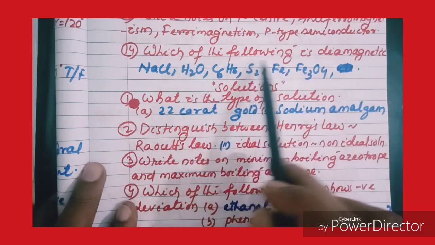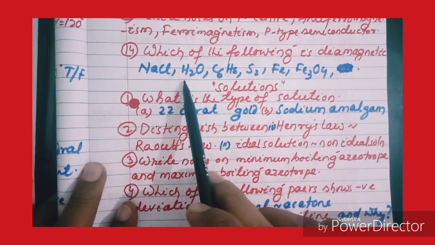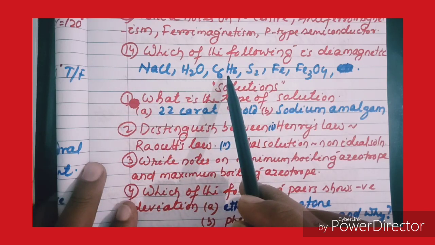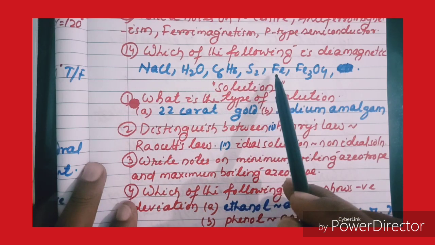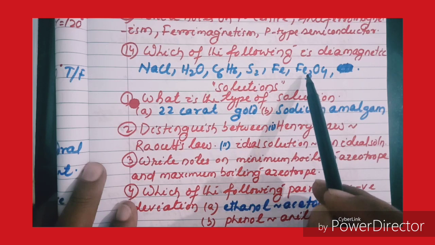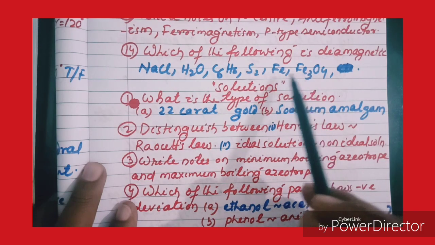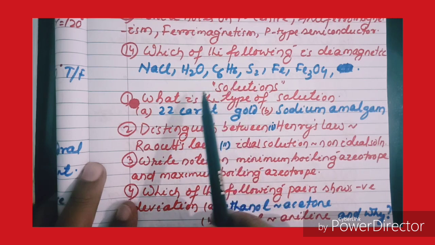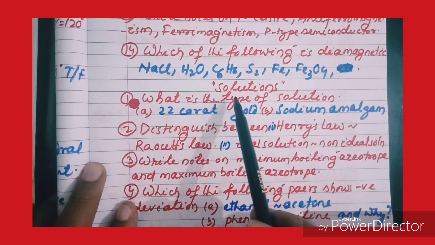Which of the following is a diamagnetic substance? NaCl, water, benzene, S2, Fe, Fe3O4. These three are diamagnetic. S2 is paramagnetic. Fe is ferromagnetic. This is ferrimagnetic. This is ferromagnetic. These are from solid state.